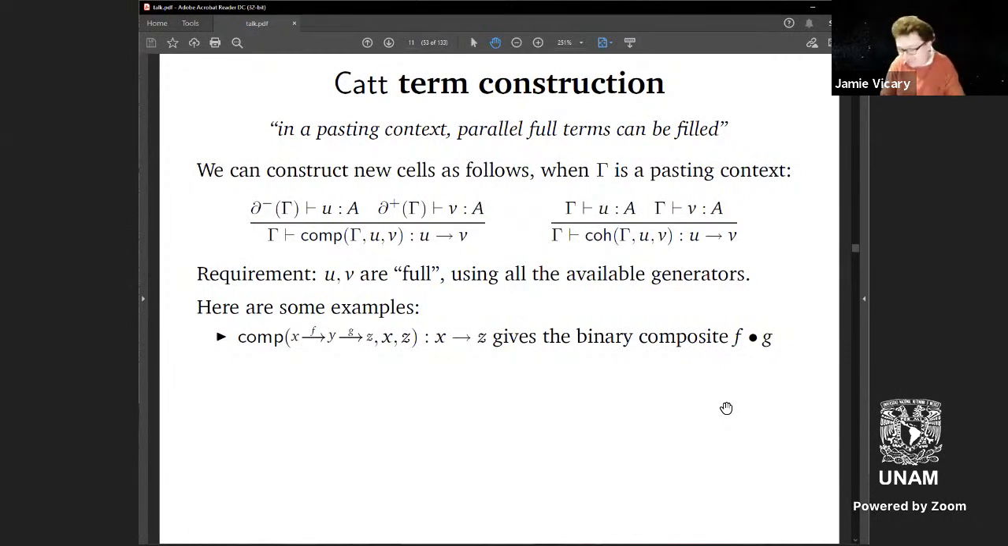Great. Okay, so let's see some examples. See how easy this is. What's the first thing that we might want to do in a weak infinity category? We might want to compose some more morphisms.